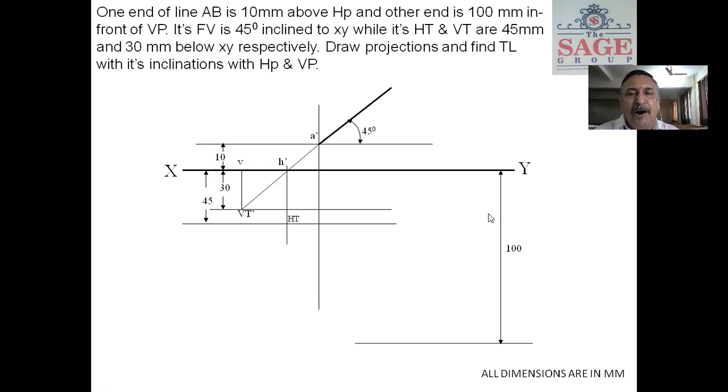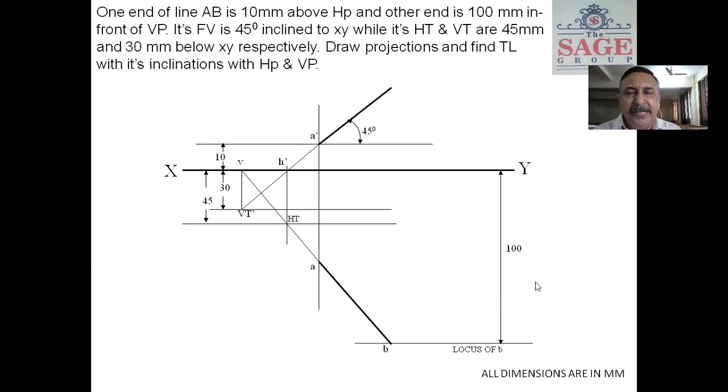Okay, now we draw the locus of the other point, that is B. The other end is 100 mm in front of VP, as given in the problem. So now we join V to HT and extend. Where it meets the projector of A dash, we get A, and on the locus of B, we get B. So in this way, we complete our top view.